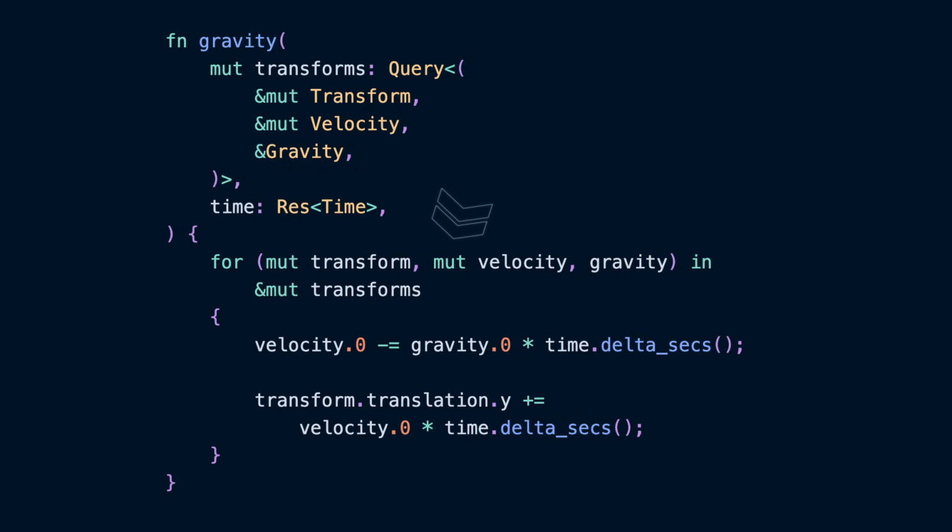The other system param we use is the time resource. Each frame using the time resource gives us access to how much time has passed via the delta secs function. This is short for delta seconds. This allows us to change the velocity over time by subtracting the gravity multiplied by the time. Then additionally calculate the change to the entity's transform by applying that velocity to it. This configuration will make the player accelerate downward over time.